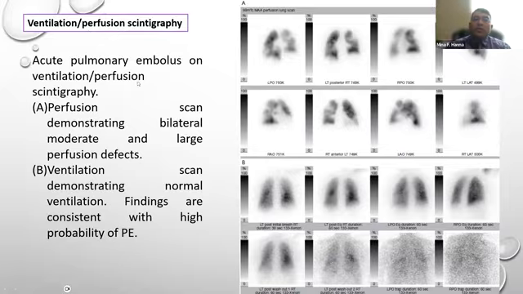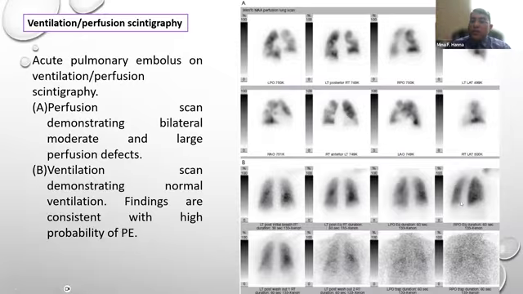Acute pulmonary embolus on VQ scintigraphy: the perfusion scan demonstrates bilateral moderate and large perfusion defects. The ventilation scan demonstrates normal ventilation. This is the ventilation scan using xenon 133. You see that both lungs are receiving the xenon equally, which is inhaled, so it goes to the airways. If there is an airway disease or a parenchymal disease, you will find a defect in the ventilation that matches the perfusion.